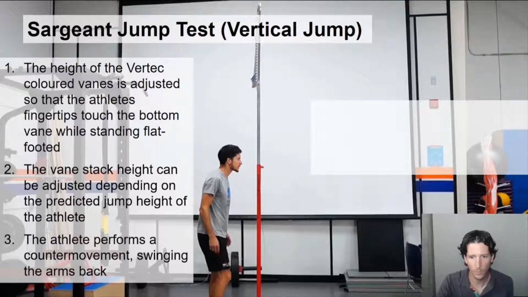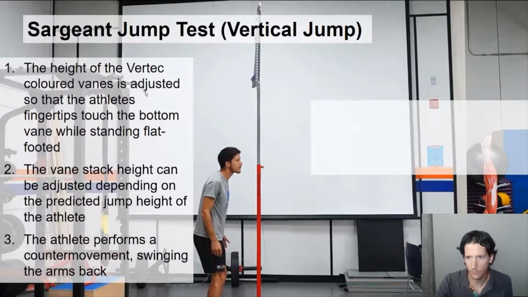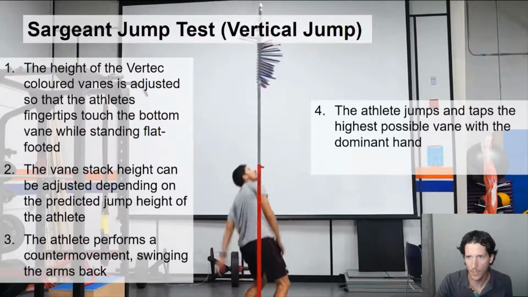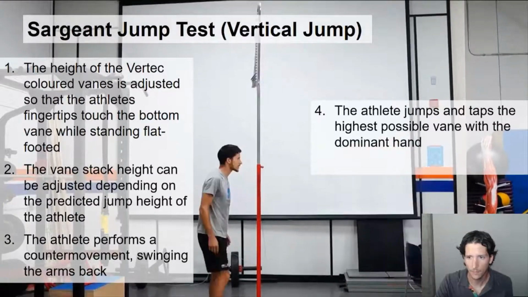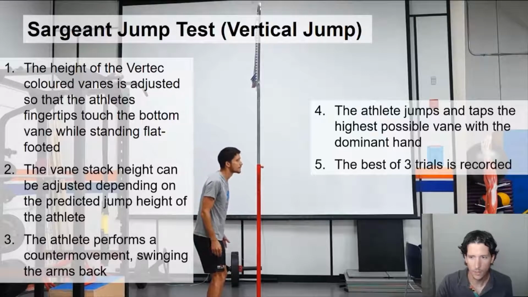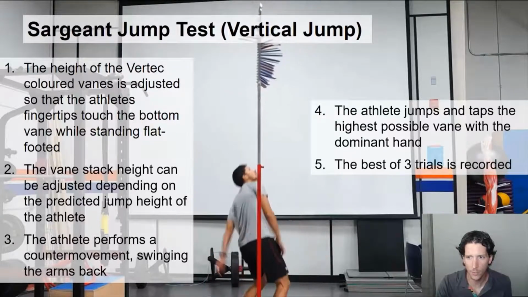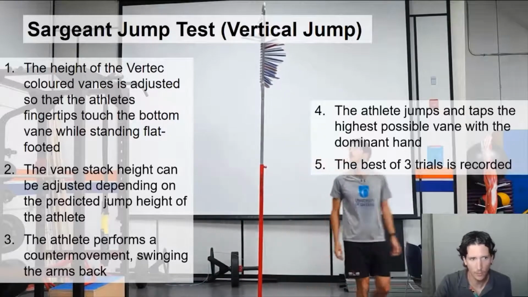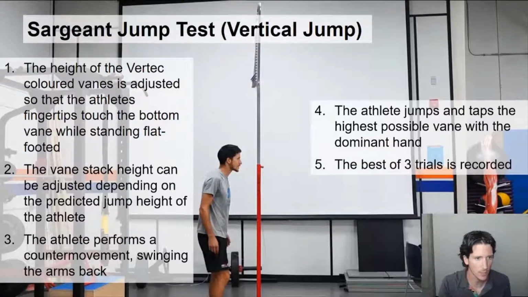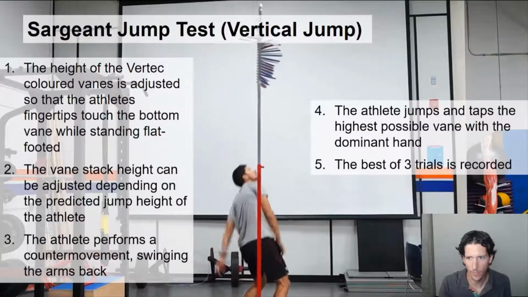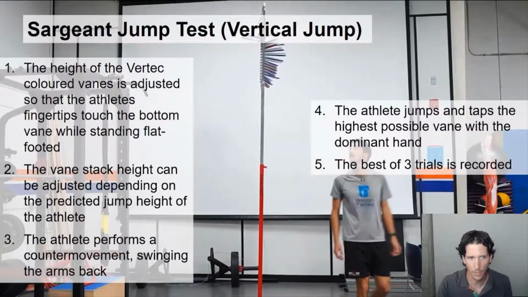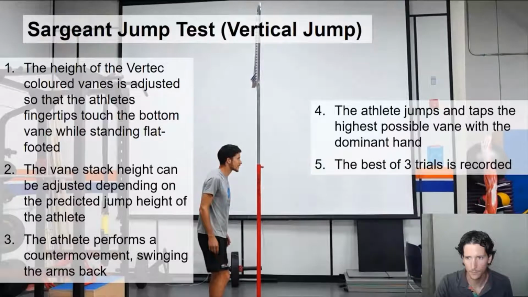Then the athlete will perform a countermovement, swinging their arms back, and from there they'll jump and tap as high as possible with the dominant hand, and we'll take the best of 3 trials. They'll do this, then have a few minutes to recover, because we know the phosphocreatine system needs time to recover in order to fully be able to jump as high as possible again, and then we'll record their best trial.